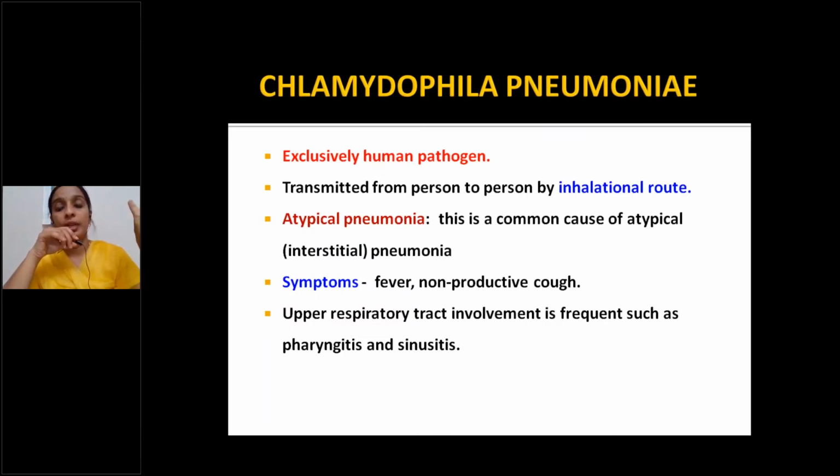Chlamydophila pneumoniae is exclusively a human pathogen. It causes an interstitial type of pneumonia with common general symptoms like fever and non-productive cough. Then we can observe pharyngitis and sinusitis. Okay, this is about Chlamydophila pneumoniae.